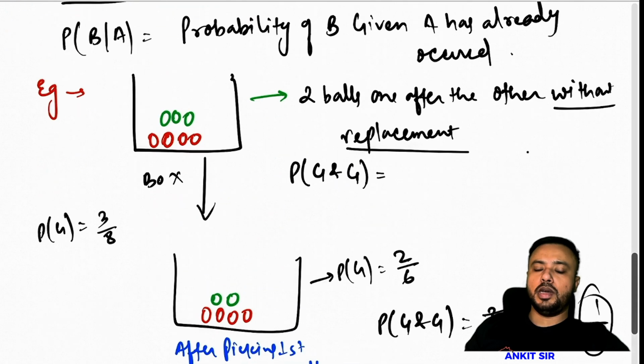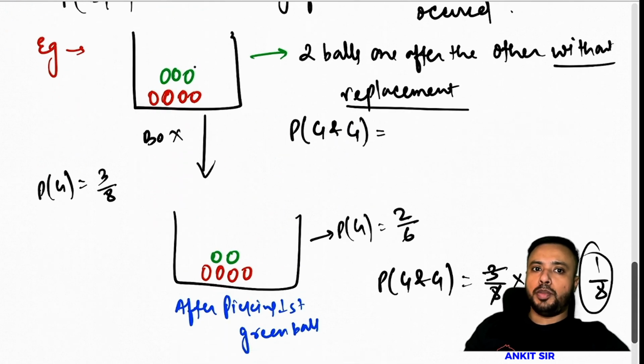So this is what dependent events are, because you need to understand here that the picking of a green ball in the first event affected the result of picking a green ball in the second event.